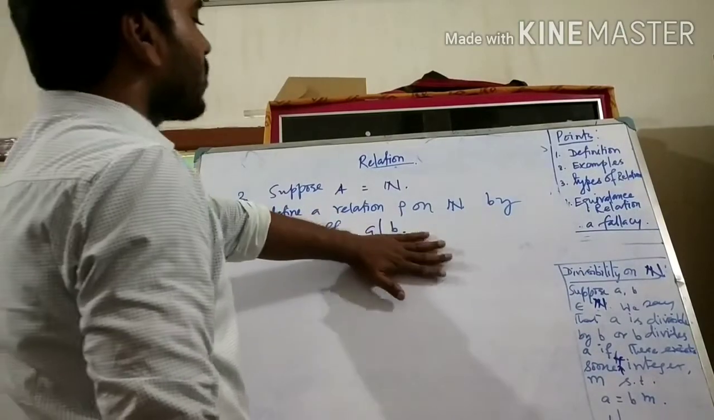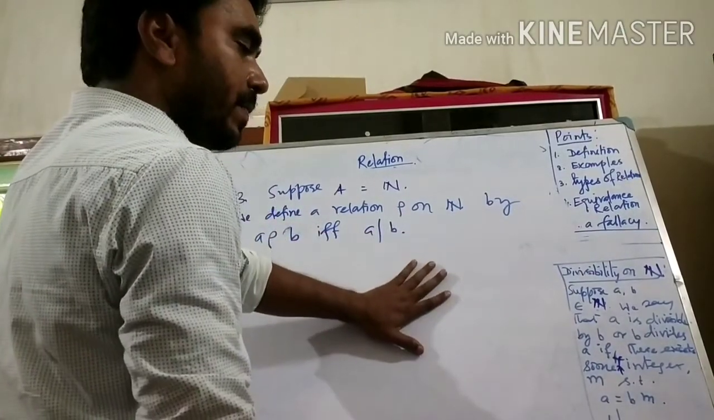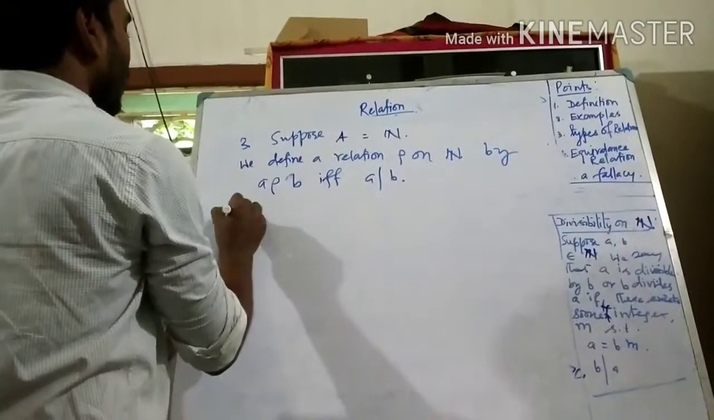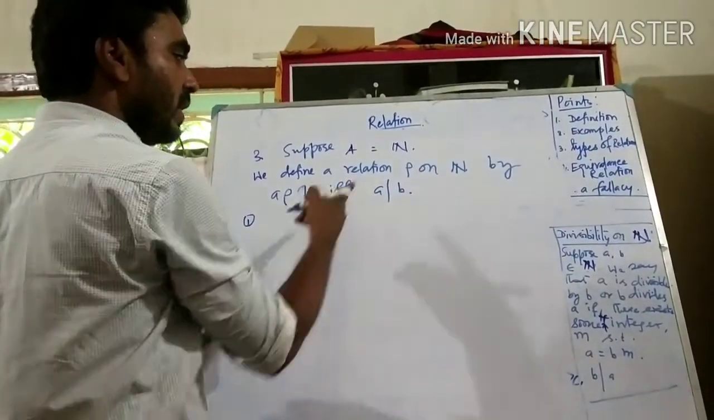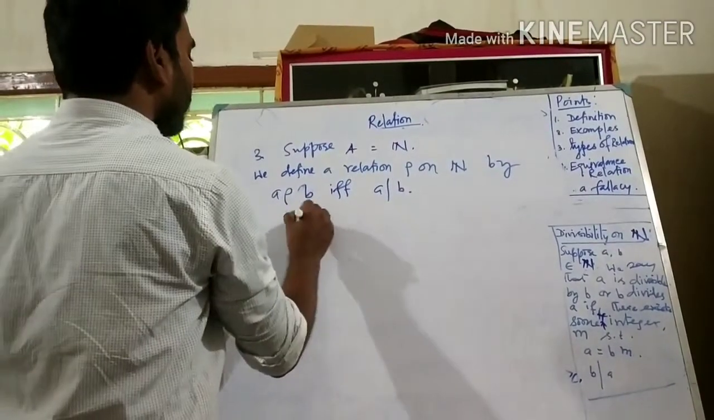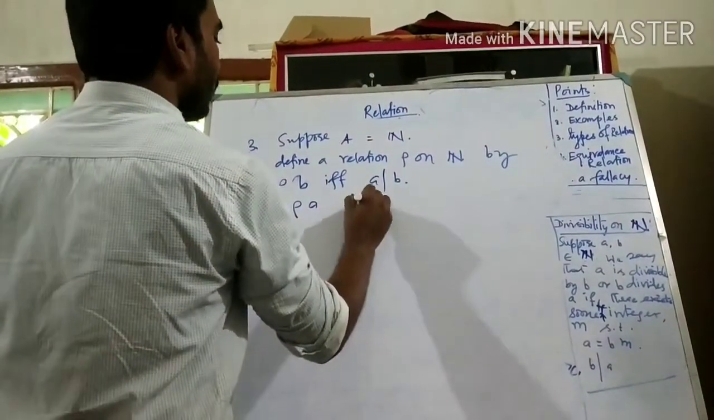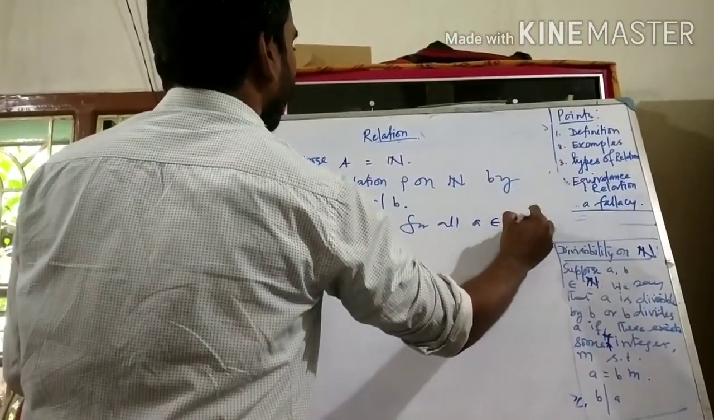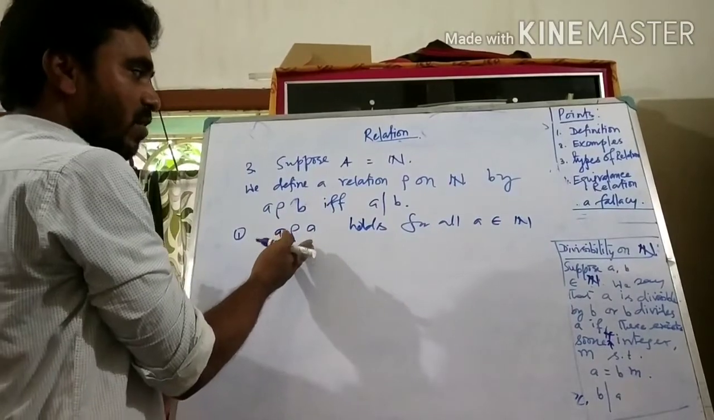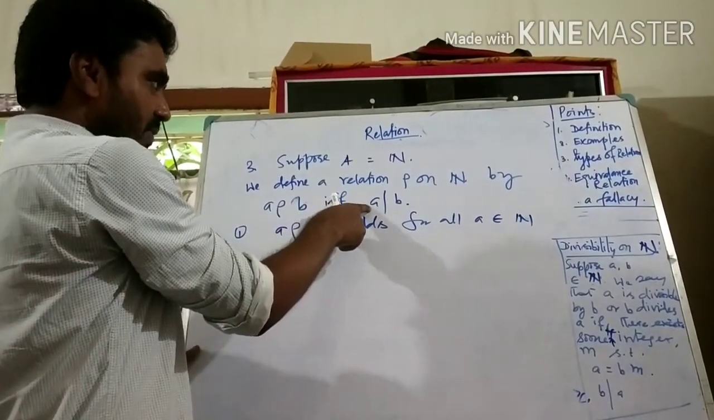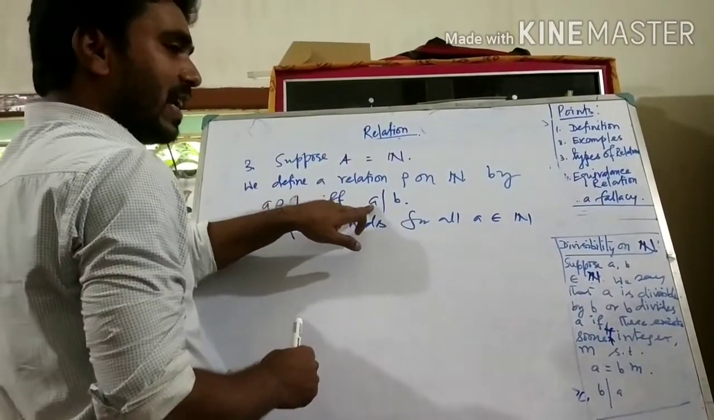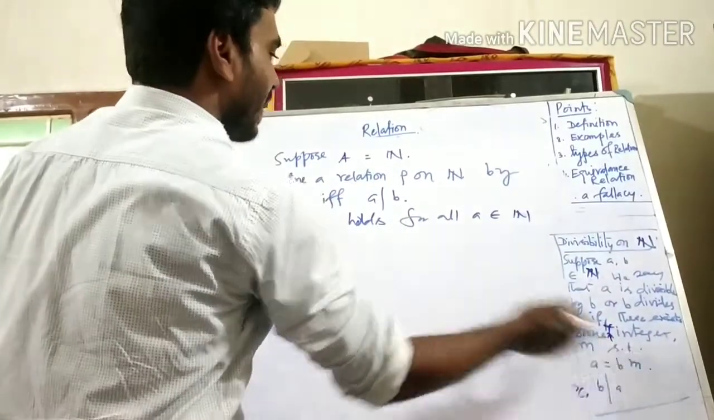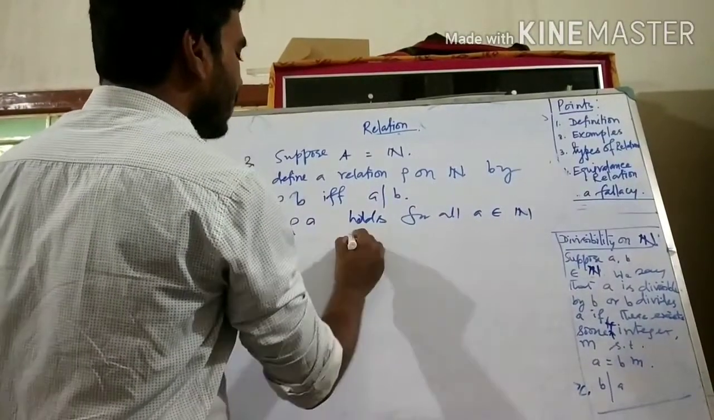Okay. Now let us try to check all these three relations. First one, reflexive. Whether this relation is reflexive or not. For that, A rho A will hold for all A belongs to A. And this is trivial because every natural number divides itself. From this definition it is clear: A divides A.